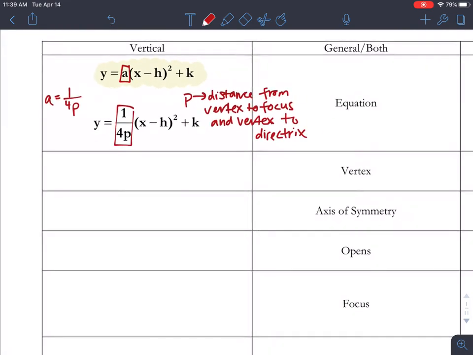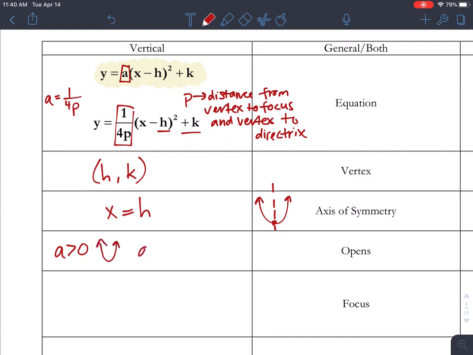What is the vertex? The vertex is (h, k). Remember, you take the opposite of the x value there. The axis of symmetry goes right down the middle. So if we're at (h, k), it goes right through h. So x equals h is a vertical line. It's that axis of symmetry. How do we know if it opens up or down? If a is greater than 0, it opens up. And if a is less than 0, it opens down. That should be review.